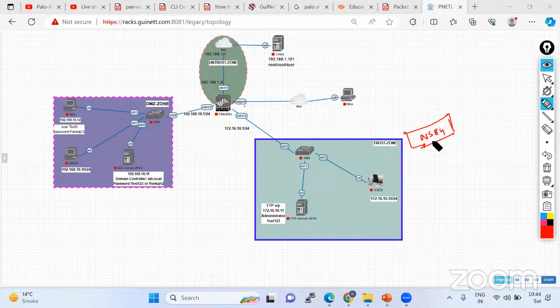It's a very easy concept to understand HA. We will cover this in Palo Alto as well. So let me tell you this scenario in a deep dive.